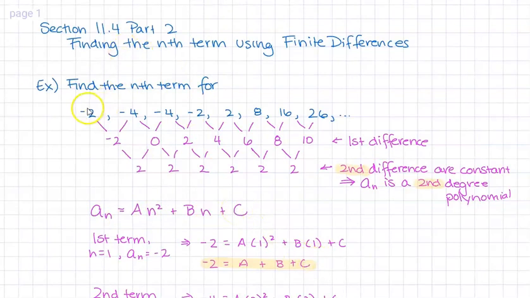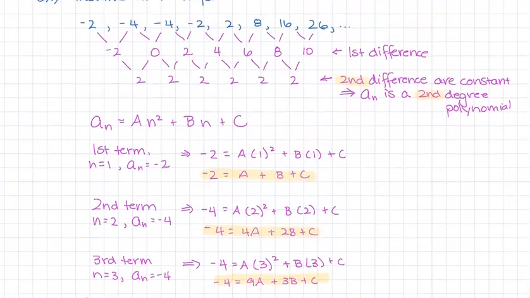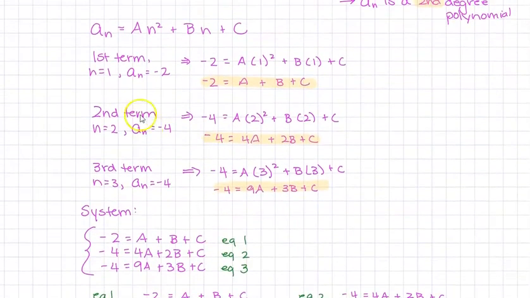And then just use the first, second, and third terms to make a system of equations. Use the fact that the first term, when n is 1, is negative 2, and plug those in. There's one equation. The second term, plug that in. Third term, plug it in. There's your system of equations, and then solve using any strategy.